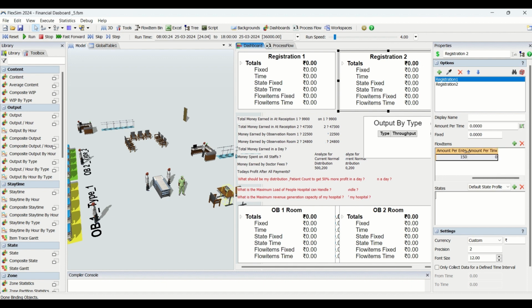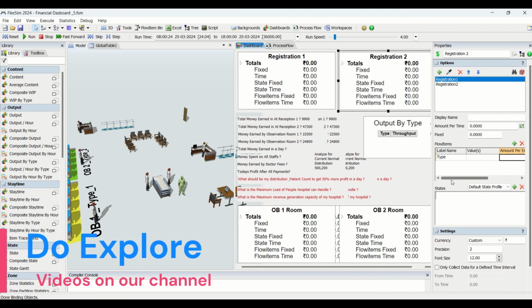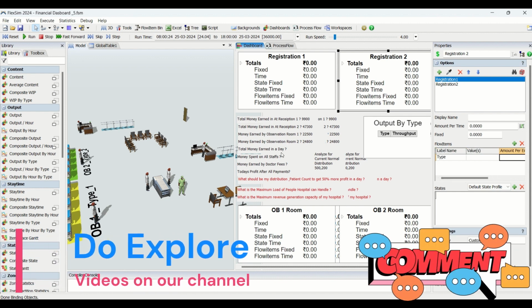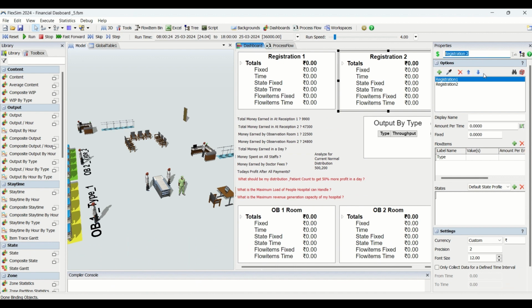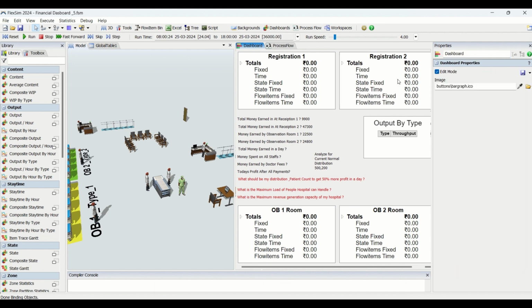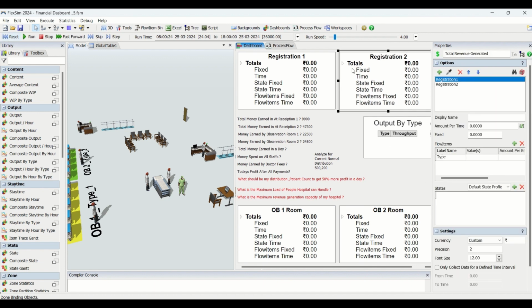So what we are going to do is add the amount of entry per patient as 150, which we get from registration 1. Now let us find out what would be the total money earned in a day. So we are going to change the heading of this graph to total revenue generated. Okay, so the total revenue generated should be visible from this graph.